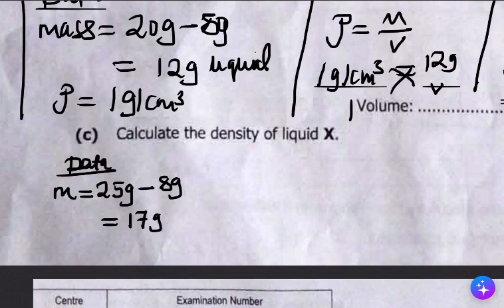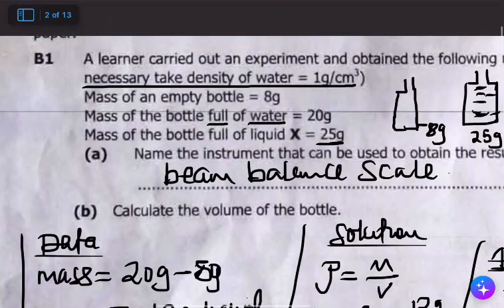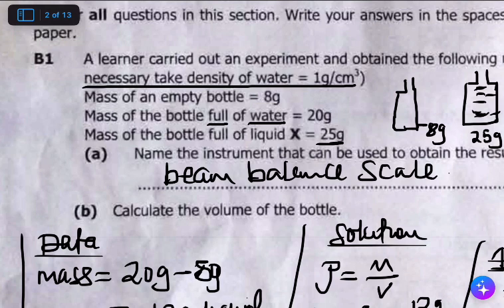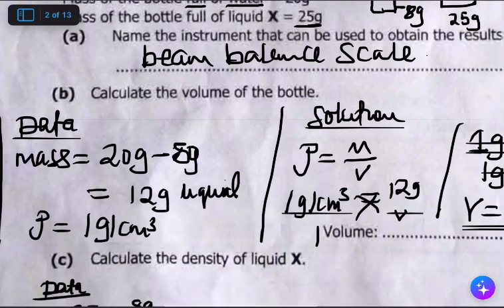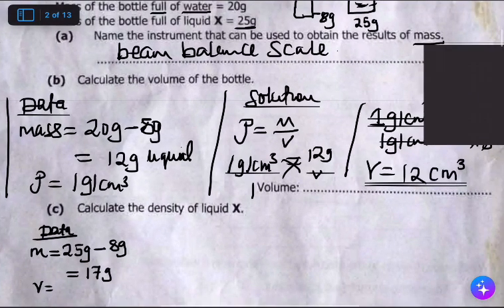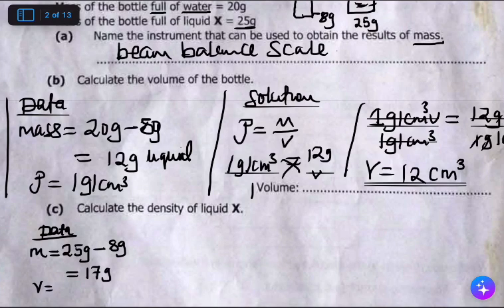And then we look at the actual volume. What is the volume of the particular bottle? The same bottle which we are given had the volume of 12 centimeter cubic. Remember from the previous part, we had the volume of 12 centimeter cubic. So this same volume, we'll use it, because the same bottle is used to measure the density of another liquid. So we say volume is 12 centimeter cubic.